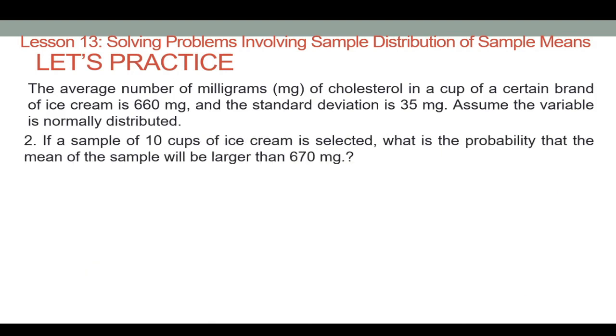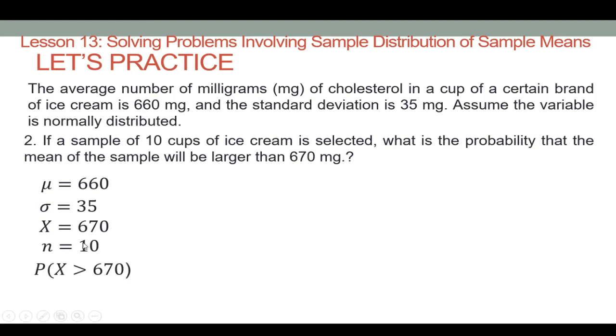Next problem. If a sample of 10 cups of ice cream is selected, what is the probability that the mean of the sample will be larger than 670 milligrams? Okay, so kung kanina wala tayong sample size, ngayon naman magkakaroon tayo ng sample size. Again, using the same given, mean of 660, standard deviation of 35, a measurement of 670. Ngayon naman, ano yung sample size natin? Sample size natin ay 10. Okay? Very good. So, ano ngayon ang hinahanap naman dito? Ang hinahanap ay yung probability na yung sampung ito ay may cholesterol content na greater than 670 milligrams.